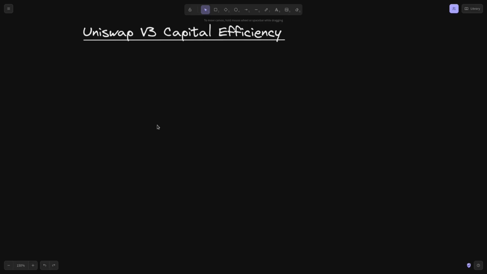In this video, I'll derive the equation for the capital efficiency of Uniswap V3. If we were to add the same amount of tokens to Uniswap V2 and Uniswap V3, then how much more can we increase the liquidity in Uniswap V3 if we were to narrow the price range?